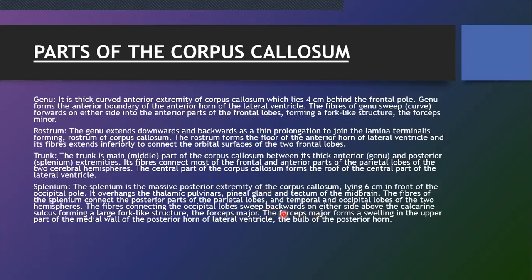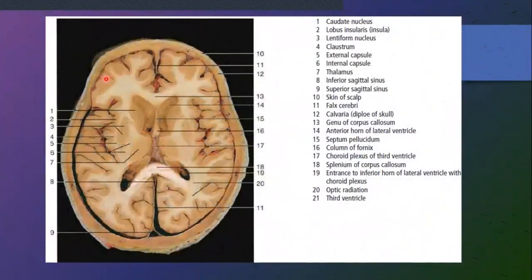Now, the forceps major usually forms a swelling in the upper part of the medial wall of the posterior horn of the lateral ventricle, which is known as the bulb of the posterior horn. So maybe now we look at that using this diagram. You can see these fibers are sweeping forward. This is your forceps minor, and this is your genu. So forceps minor is from the genu, but forceps major is from the splenium of corpus callosum.